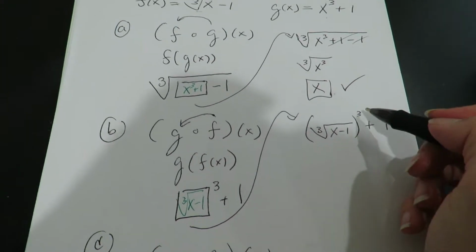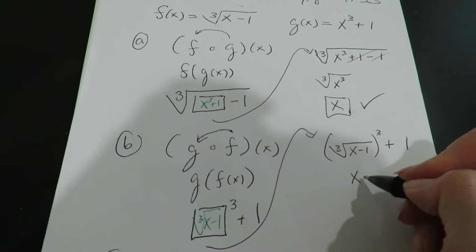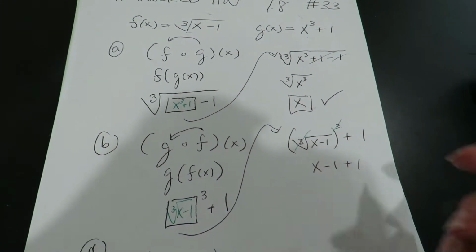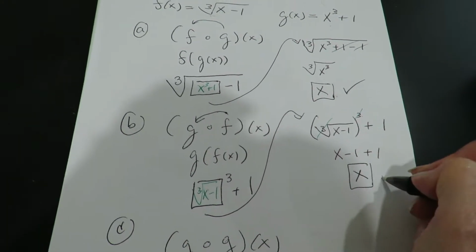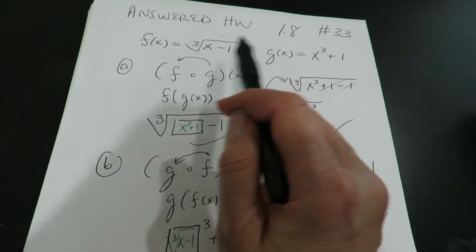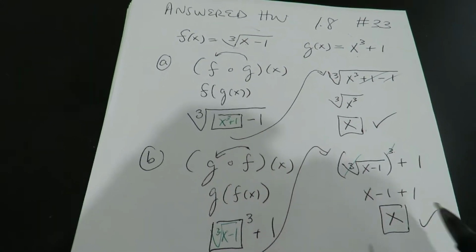All right, so if you cube a cube root, they cancel because they're opposite. So that leaves you with X minus 1 plus 1. So this and this are opposites. They cancel each other. And then the minus 1 plus 1 cancel, so you're left with X. And if you recall, this is how you prove something is inverses. Because if two functions are inverses, if you take their composite, they give you an X.